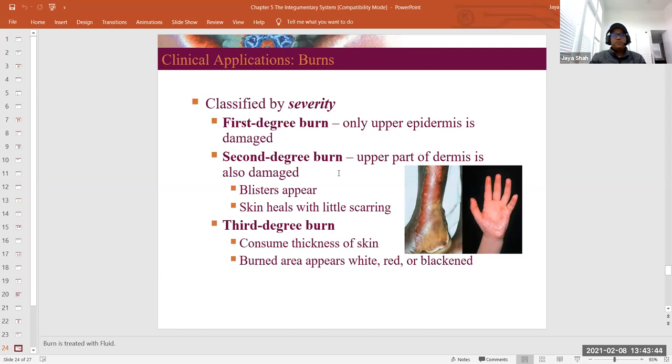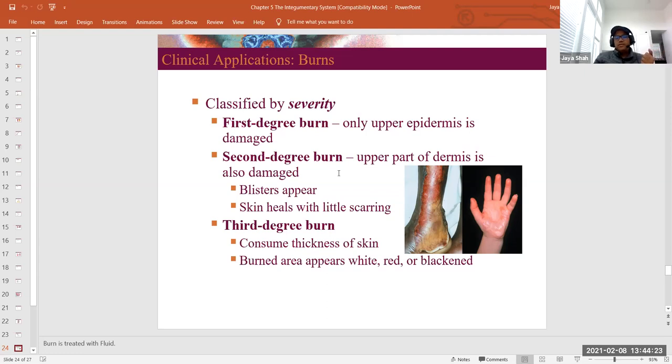Then second degree burn. Second degree burn is deeper than the first degree. Apart from the epidermis, some part of the dermis is also damaged. And there will be blister formation, vesicle formation, and then it heals with some scar tissue. But first degree burn, like when you are cooking and your pan is very hot and you burn some area and then later it heals, you have no scar.